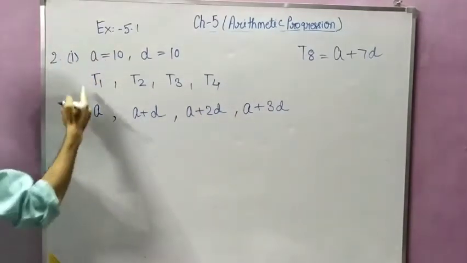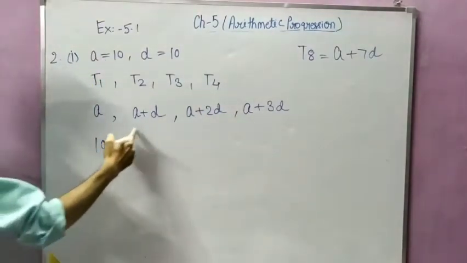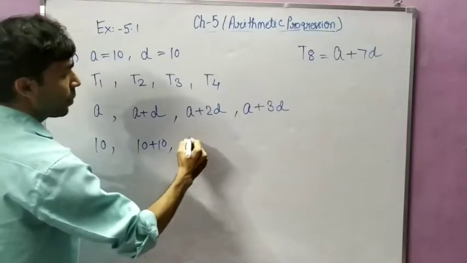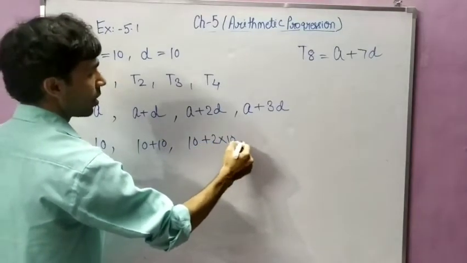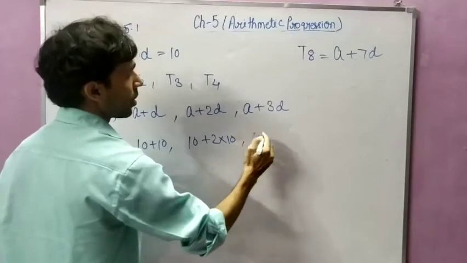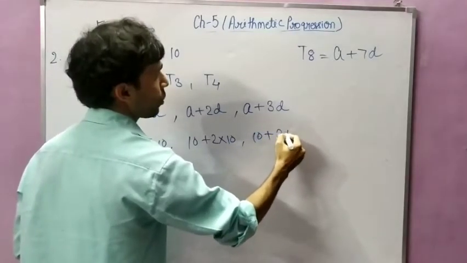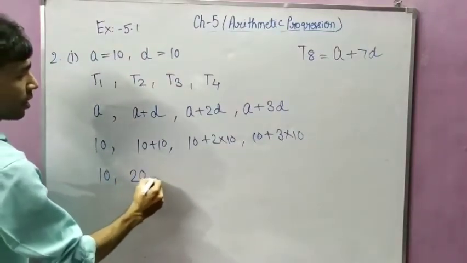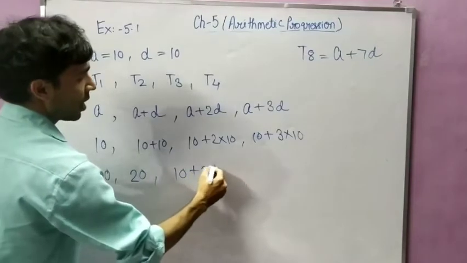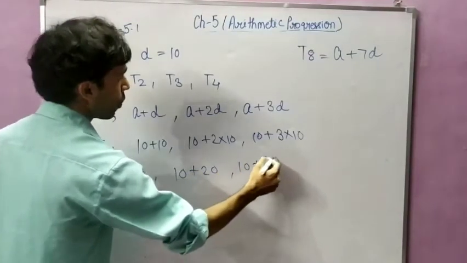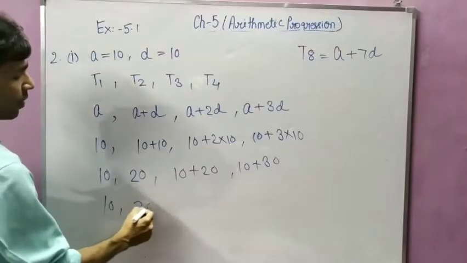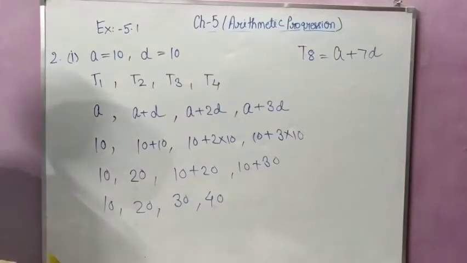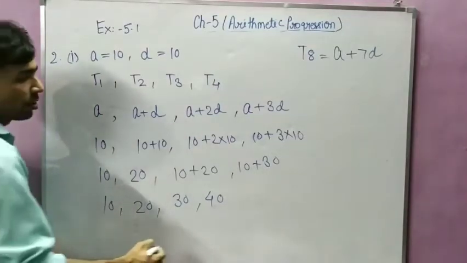Now put all the values. A was 10, so the first term is 10. Now the second term is 10 plus 10. The third term is 10 plus 2 into 10, and the fourth term is 10 plus 3 into 10. Now calculate it. It will come 10, then 20, then 10 plus 20 which is 30, and 10 plus 30 which is 40. So the first term will be 10, the second term will be 20, the third term will be 30, and the fourth term will be 40. So those are the first 4 terms of the AP. So this is the answer.